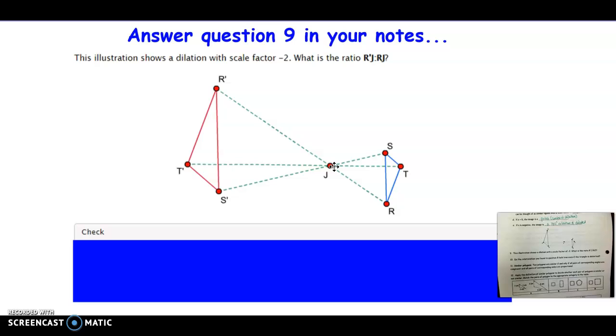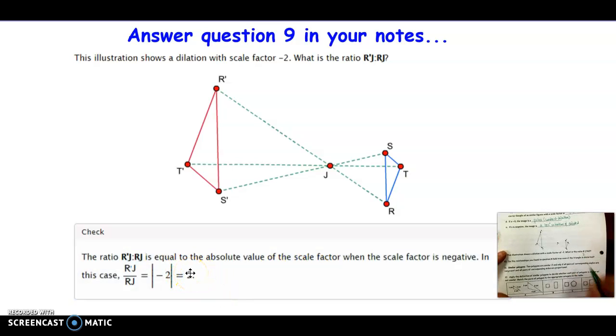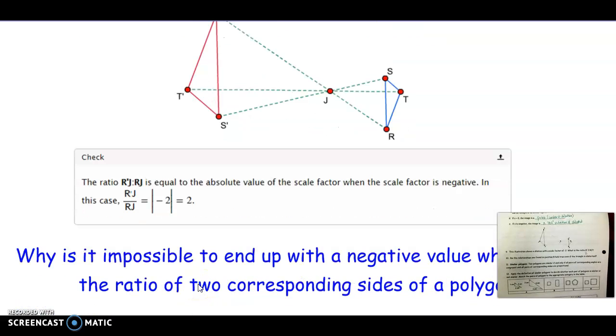Now, can a distance be negative? No, it cannot. So be careful thinking that your scale factor and your ratios are always the same exact number. Your scale factor can be negative, but your ratios of sides or distances cannot be negative because distances and side lengths can't be negative. So this is a positive distance. This is a positive distance. So when you compare them, you're going to get a positive number. So even though the scale factor is -2, the ratio of the side lengths is a +2. Okay, so it is impossible to end up with a negative value when you're talking about the ratio of two corresponding sides or distances. All right, so your scale factor is negative, but that doesn't mean those ratios are negative.